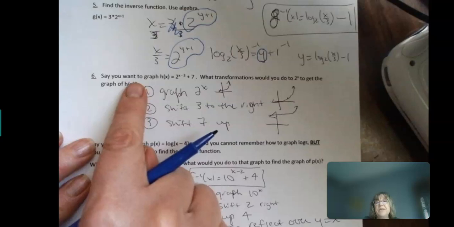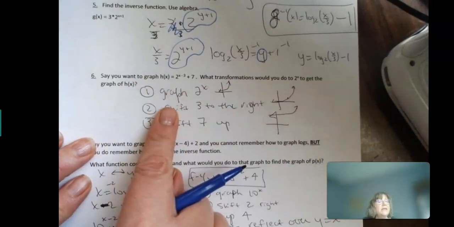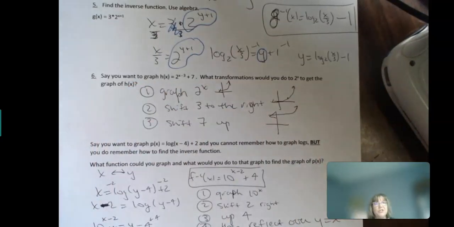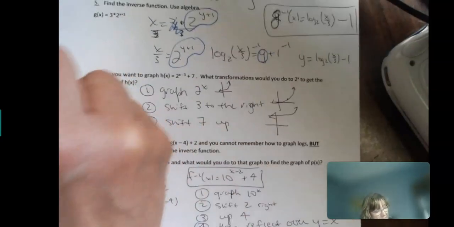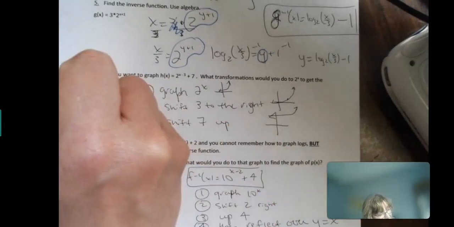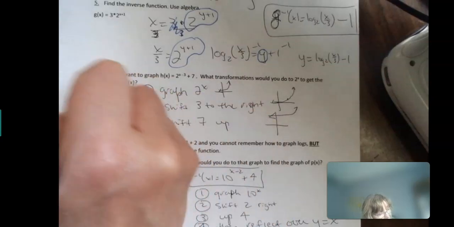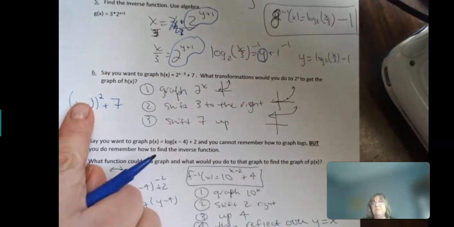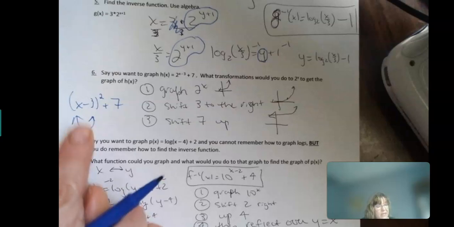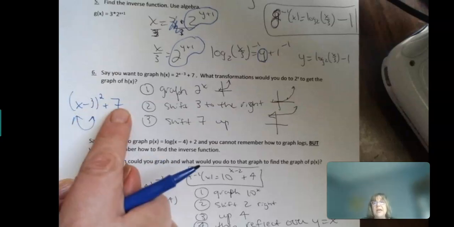All right, the next one. Say you want to graph this. Again, transformations are the same pretty much on everything. So if you think of what this same transformation would do to a parabola, it's going to shift it 3 to the right and 7 up.